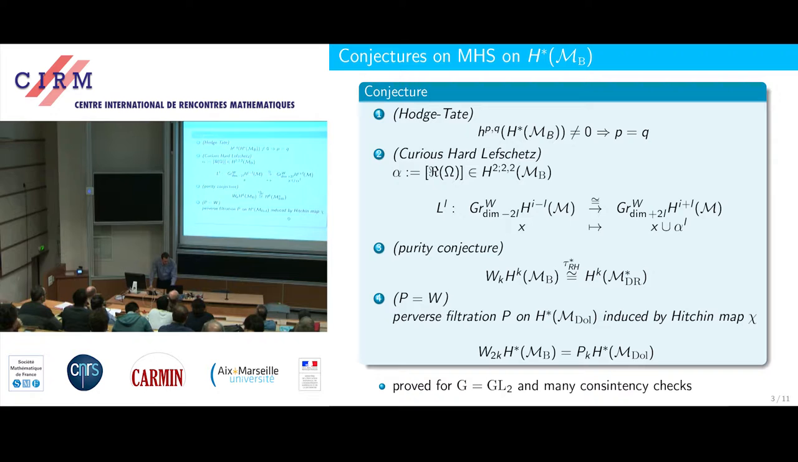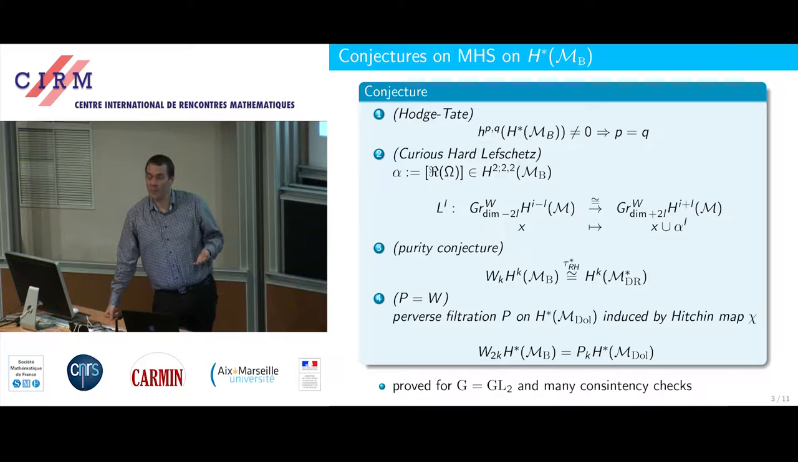And then the conjecture says that, in fact, this perverse filtration is nothing but the weight filtration on the character variety side. So you identify the cohomologies by the non-abelian Hodge theorem, and then you can transfer the weight filtration on the cohomology of the character variety. The conjecture is that it's precisely the perverse filtration on the Higgs moduli space side. So these are the four conjectures we are going to discuss today. They are basically proved in the case of GL2 with various co-authors.